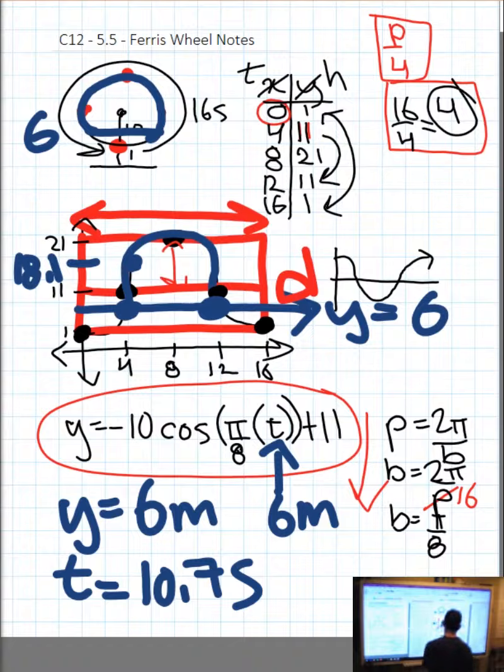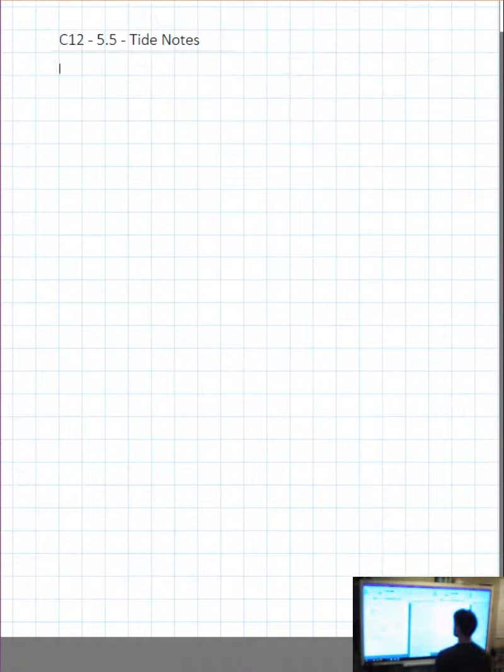So now let's do a tide question, which is a little bit more difficult to visualize. But we're going to do the same steps. We're going to draw a diagram, we're going to do a table of values, we're going to do the period. Then we're going to draw a graph, then we're going to figure out what the equation is, and then answer some more logical questions. Okay, let's do a tide question.